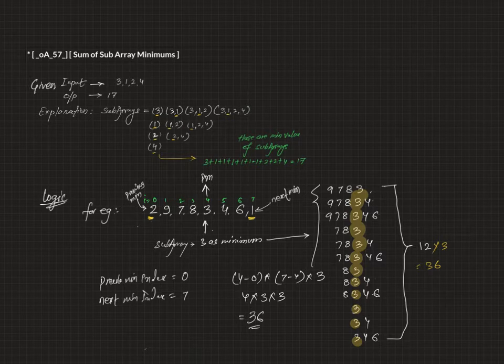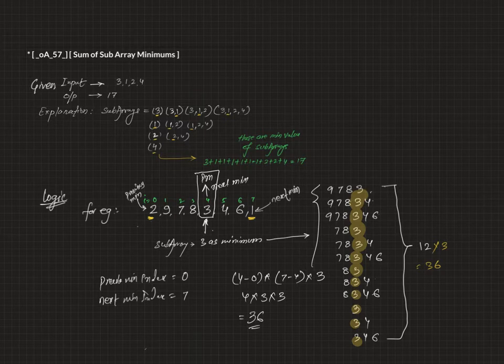So now the question is how we can calculate the previous minimum and the next minimum for 3 at this position. If we can somehow store the previous and next minimum for each position, then we can calculate. If we remember the logic of trapping rainwater, it is the same thing: we need to know the previous minimum and the next minimum for each position. We can store those in two arrays.